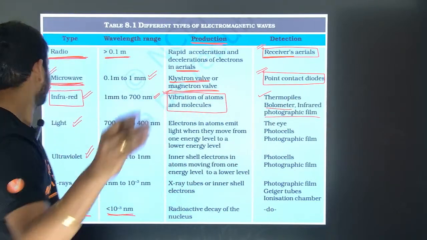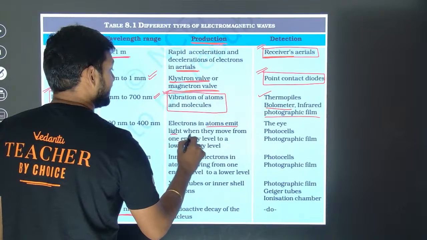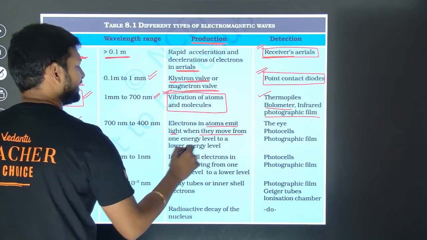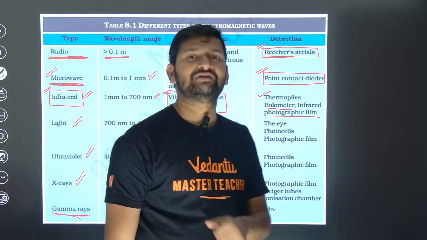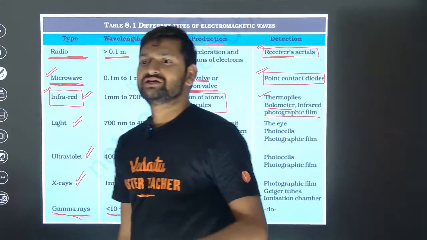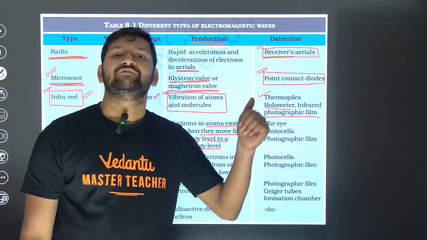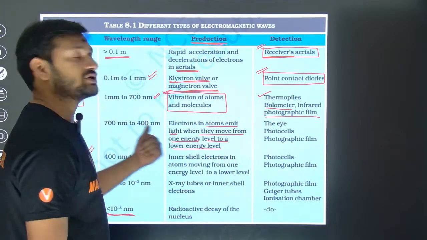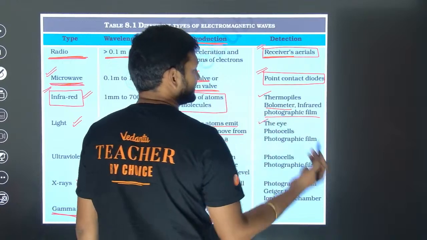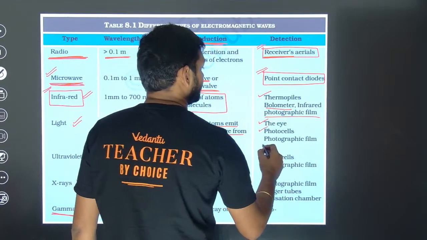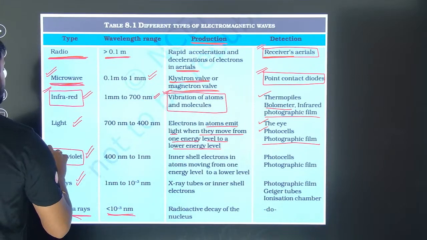Roughly have an idea. Now, visible light. Electrons in atoms emit light when they move from one energy level to another energy level. If you talk about the hydrogen atom, in the Balmer series, whatever light comes is going to be in the visible region. So electrons jumping from one state to the other give away photons, and if their wavelength is in the visible range, yes. Now, how do we detect visible light? Our eyes can do that. Photocells or photographic films.